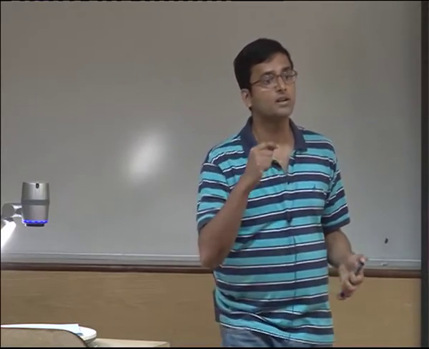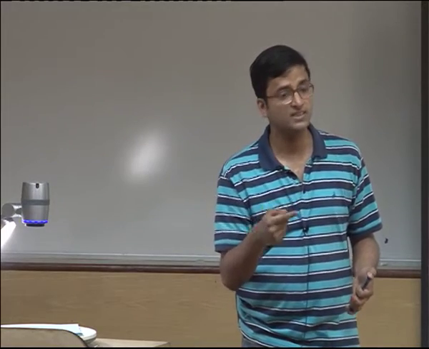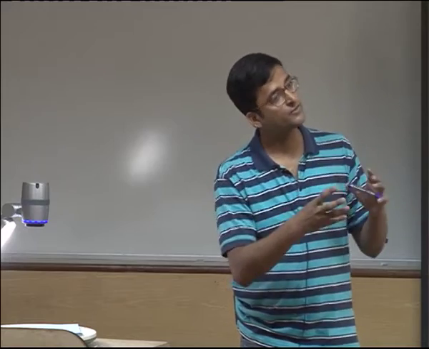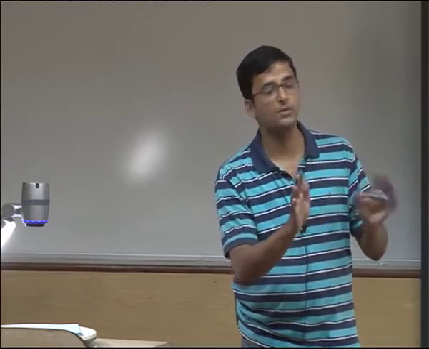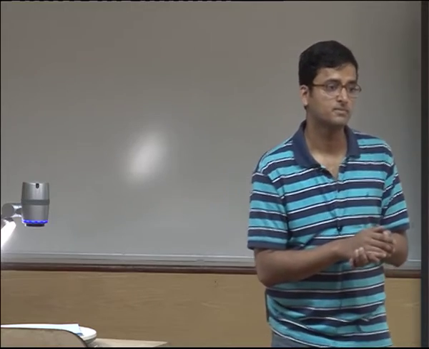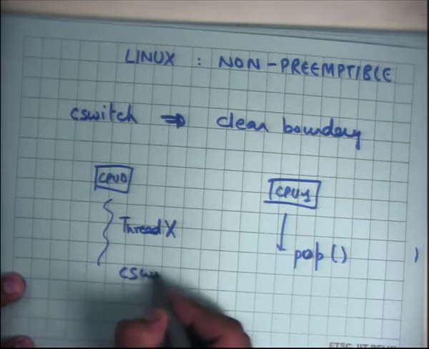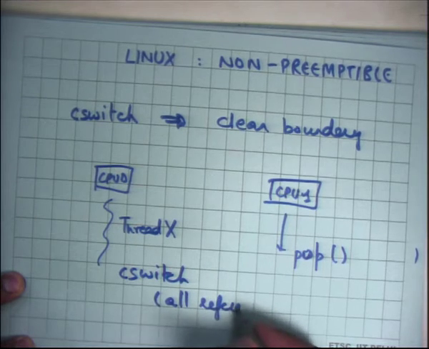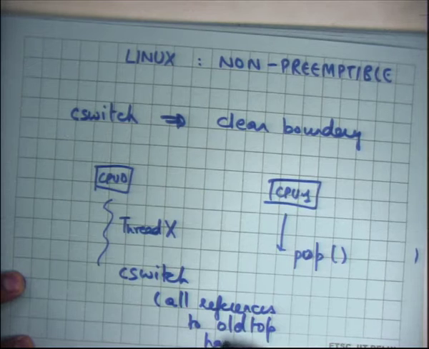Question is, till when can these threads hold a reference to old top? So my assertion is that because the Linux kernel is non-preemptable, if there's a context switch on all these other CPUs, then I'm sure that after the context switch, nobody can be holding a reference to old top. Make sense? Right? So if there's a context switch here, then I'm sure at this point all references to old top have been lost.